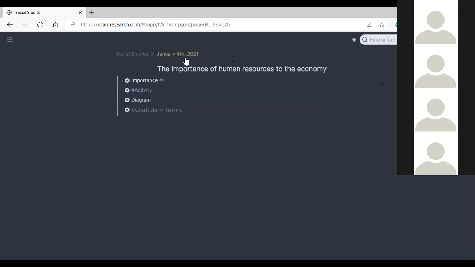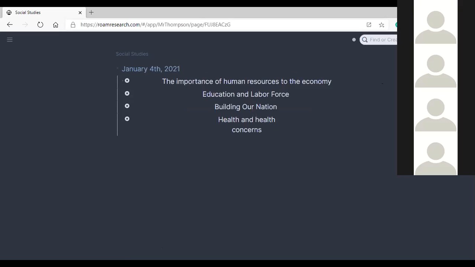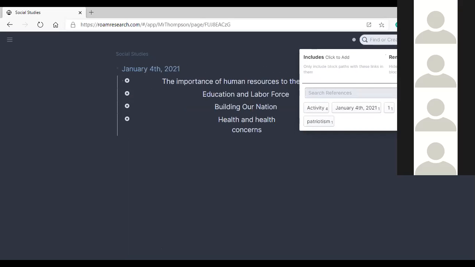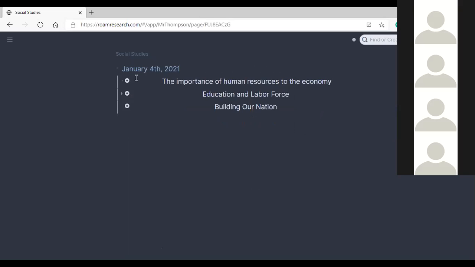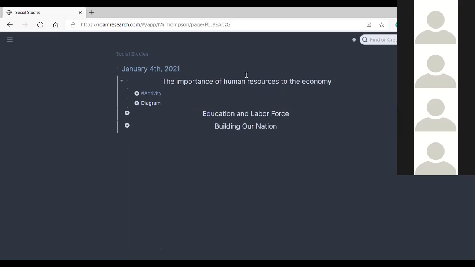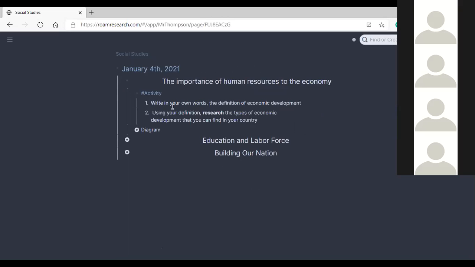To see the activity for homework, you're going to right click on filter. Let's move this over here. And you're going to click on activity. You can see that there's 4 activities to be done, right? So these 3 topics are the only ones that have activity. When you click on the importance of human resource, you see that the activity is just for you to write in your own words the definition and then research the types of economic development you can find.